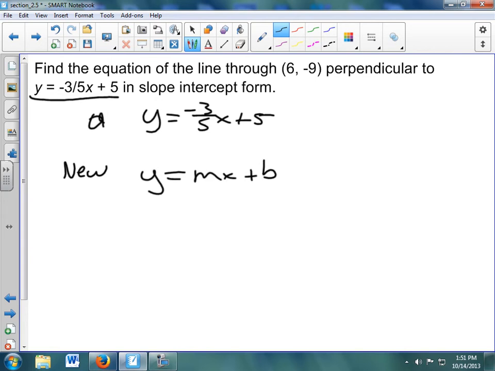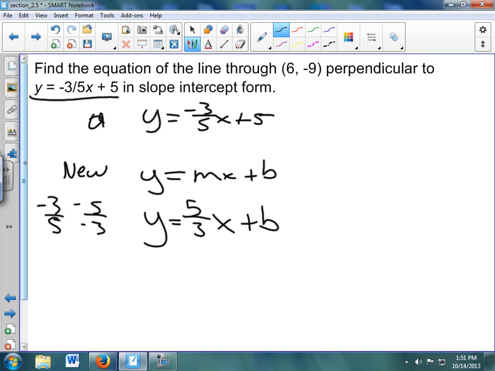Okay, I know my slope is going to be what? 5 over 3. It's going to be 5 over 3. Because perpendicular lines have the negative reciprocal or opposite reciprocal, which means I flip it first and I add a negative. So it's 5/3. So I know that. Well, now I need to find b.